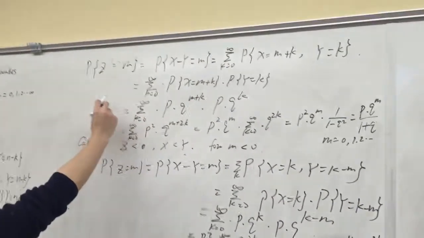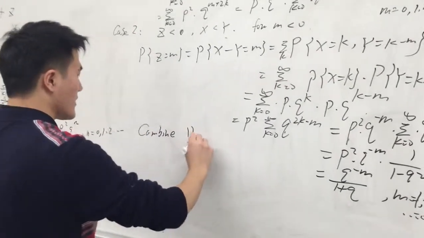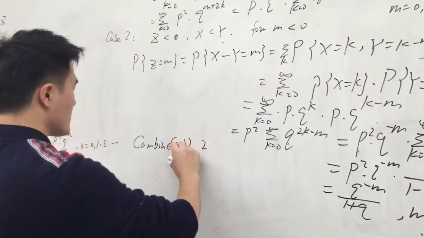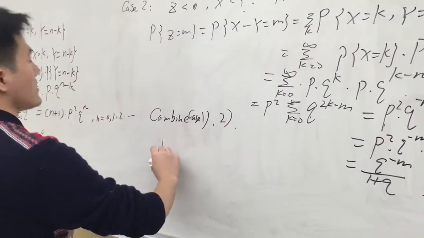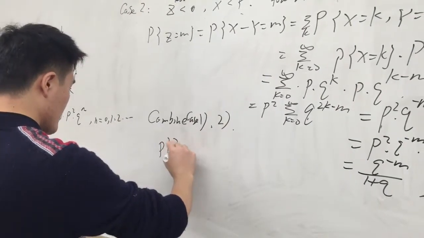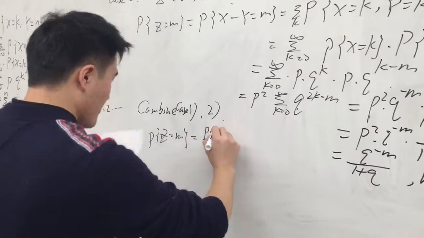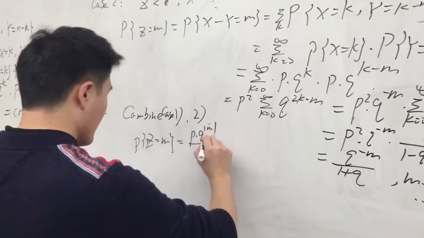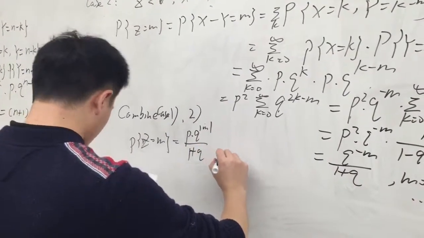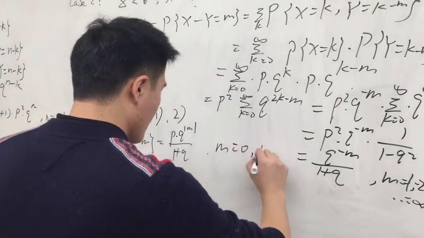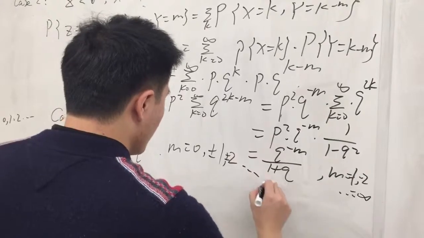Combining case 1 and case 2, we can get P(Z = M) equals P/(1 + Q) times Q to the power of the absolute value of M, for M = 0, plus and minus 1, plus and minus 2, to infinity.